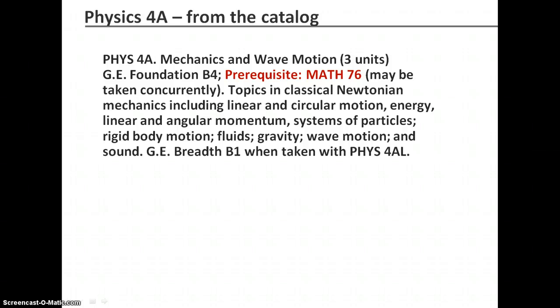The course we're redesigning is Physics 4A. Here's the catalog description. One point I'd like to make is that there is a prerequisite. It's Math 76 concurrently, which means they have to have had Math 75 prior to being enrolled in this class. Math 75 is university calculus, and it's crucial material that the students must master before they get in the class.